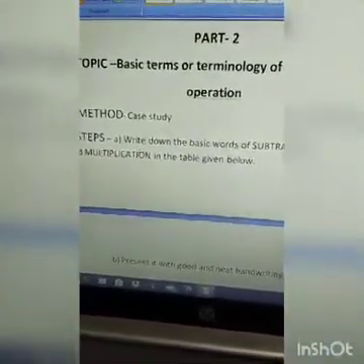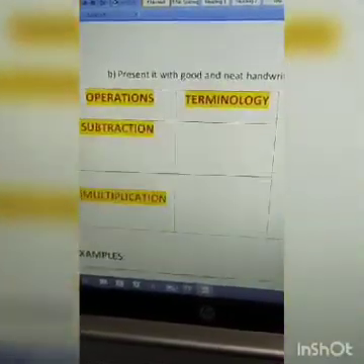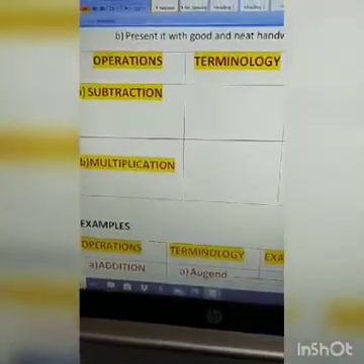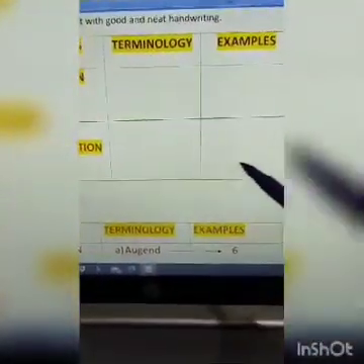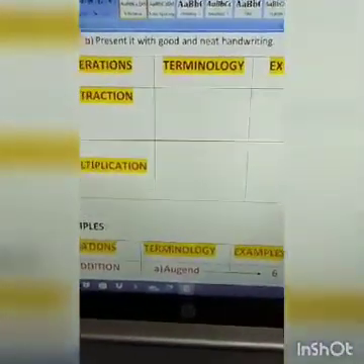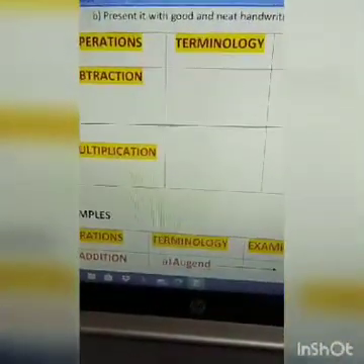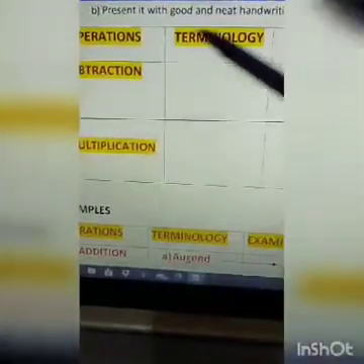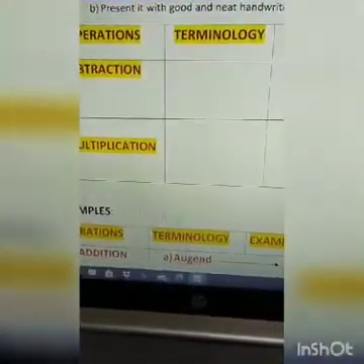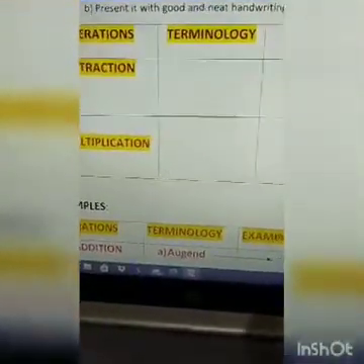Steps are given here. You will follow the steps, and I am coming to the project, what you need to do. This is the project. You will fill up this portion of the project. You all will copy this table thoroughly and then fill up the table.